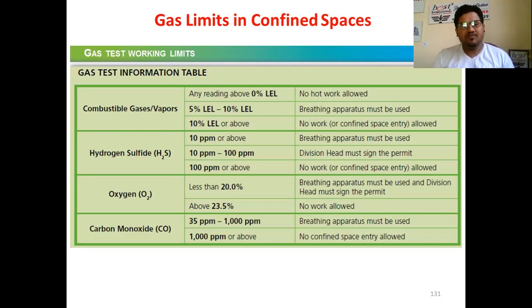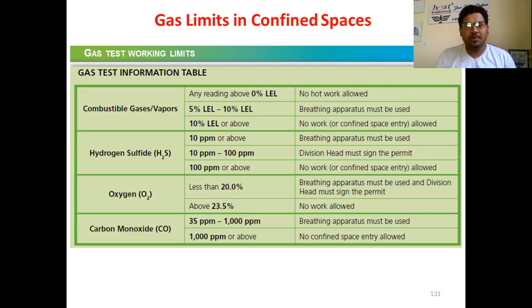And then for hydrogen sulfide H2S, at 10 ppm and above, we need a breathing apparatus. And if it is 10 ppm to 100 ppm, we need VN-head approval to sign the permit. And at 100 ppm and above, no work, no entry allowed. Same way for oxygen level, less than 20%, breathing apparatus must be used, and VN-head must sign the permit. And above 23.5%, no work allowed.